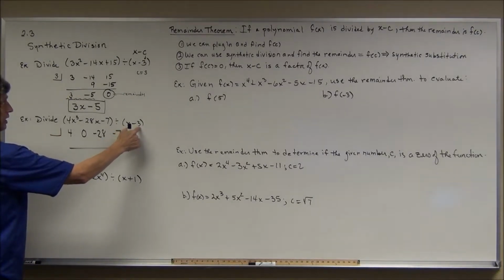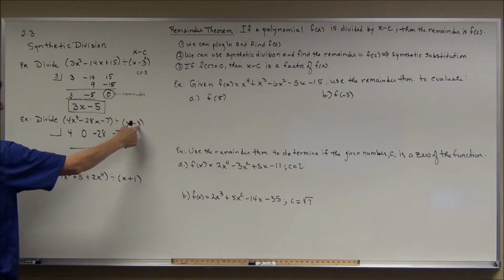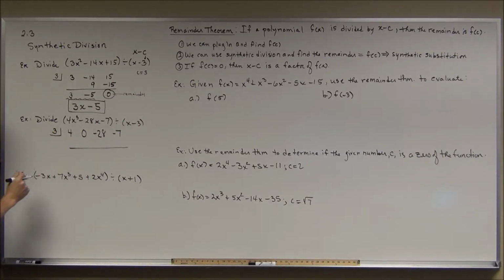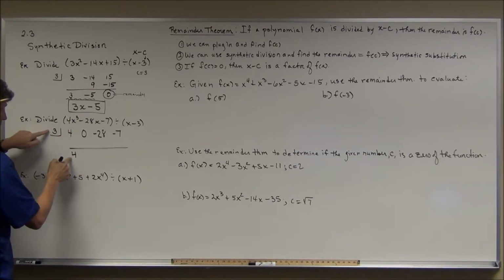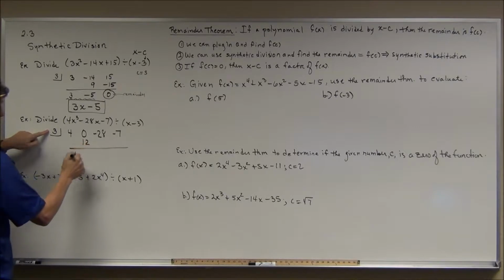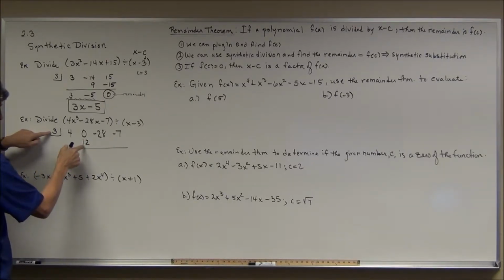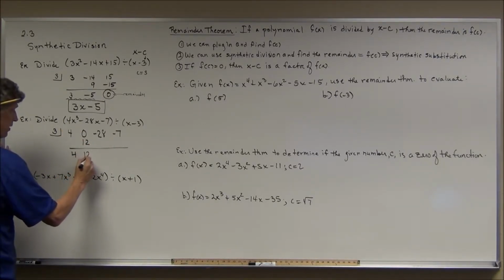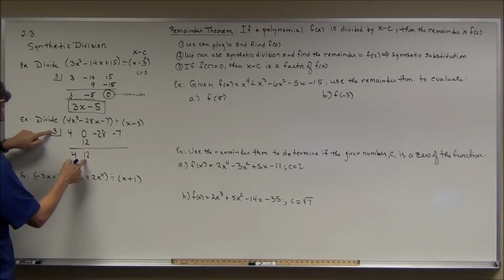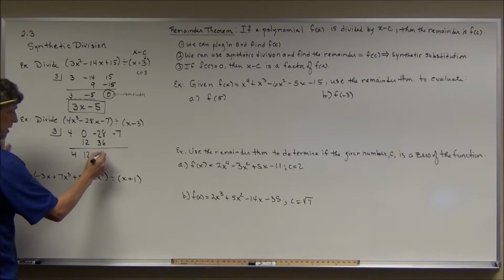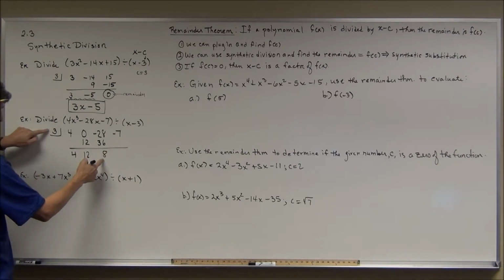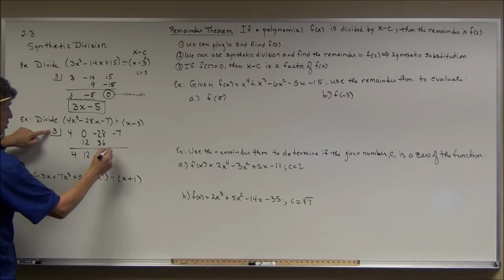X minus c, same exact divisor, so it's 3 again. Bring the first number down because there's nothing there to add to it, so that's a 4. Then we multiply, which is a 12. 3 times 4 is 12, stack it underneath. Then we add, that's 12. Then we multiply, 3 times 12 is 36. Stack it underneath the next one. Then we add, positive 8. Then we multiply, 3 times 8 is 24.